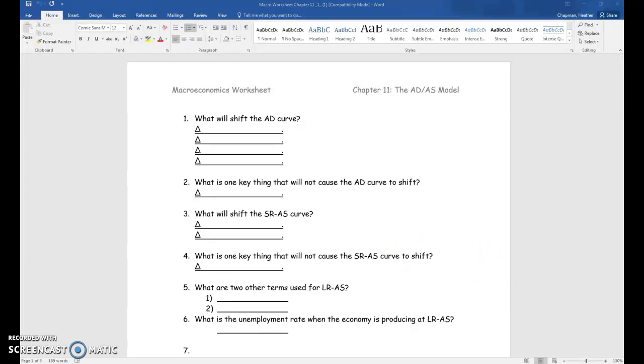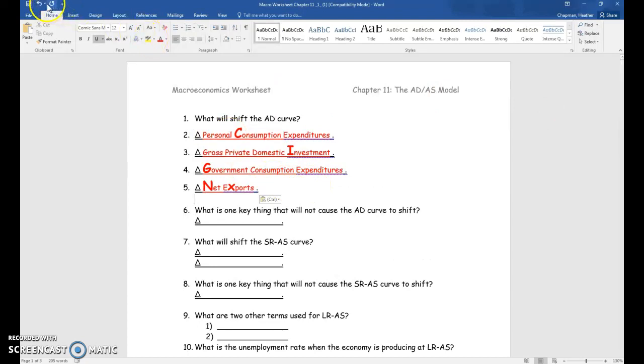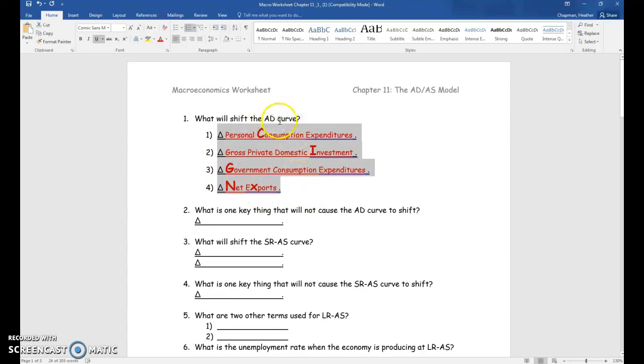We actually learned a lot about aggregate demand in chapter 6, when we talked about the expenditures approach to calculating GDP, which said GDP equals household consumption, gross domestic private investment, business spending, government consumption expenditures, and also net exports, which we know is exports minus imports. If any of those things change, it will shift our aggregate demand curve.